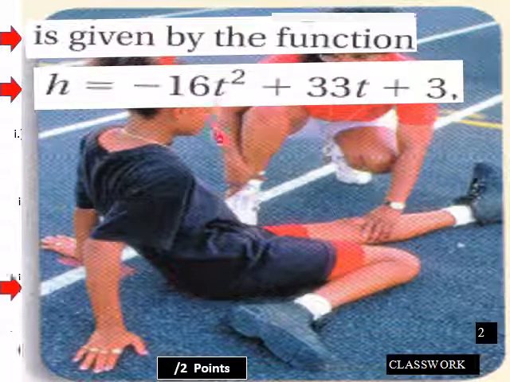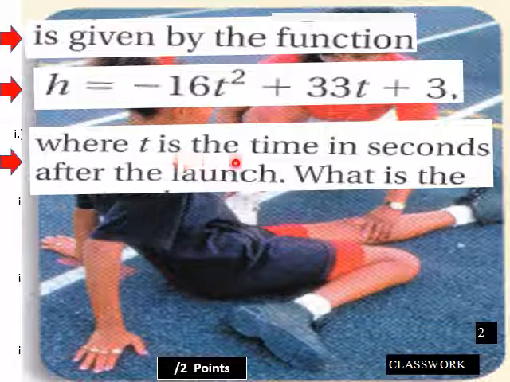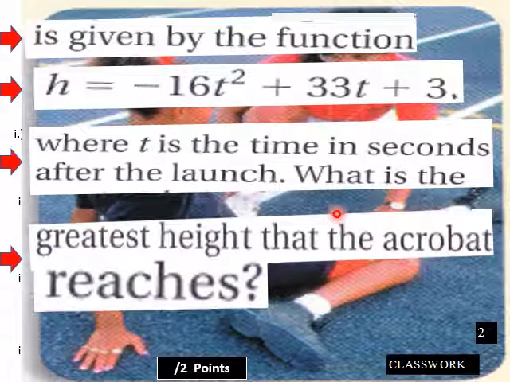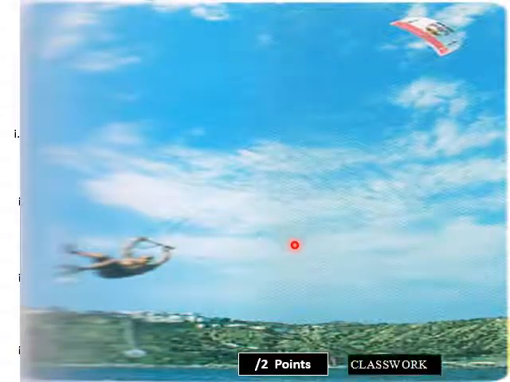This is a parabola, where t is the time in seconds, so we have a function here that includes t for height. What is the greatest height that the acrobat reaches? Okay, so how are we going to do that?